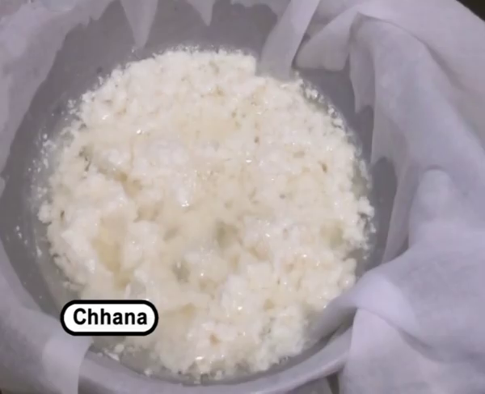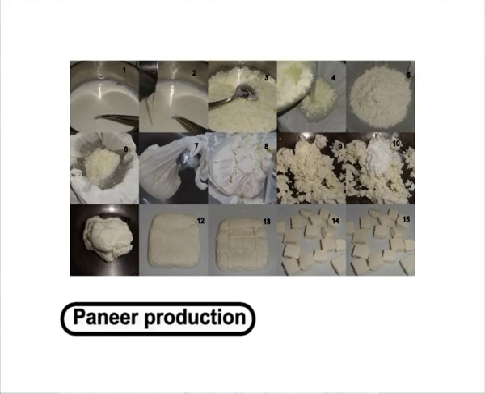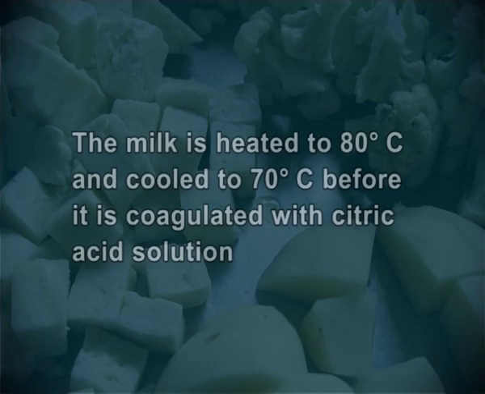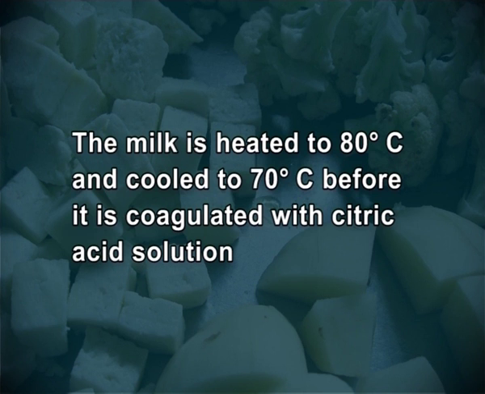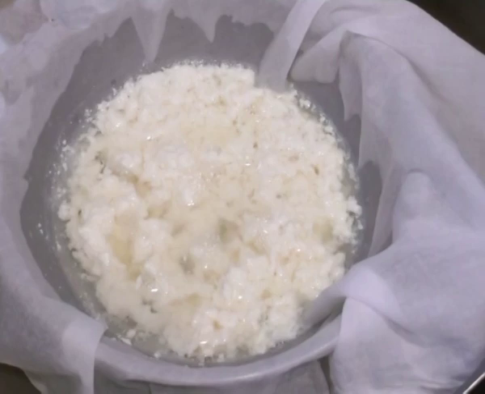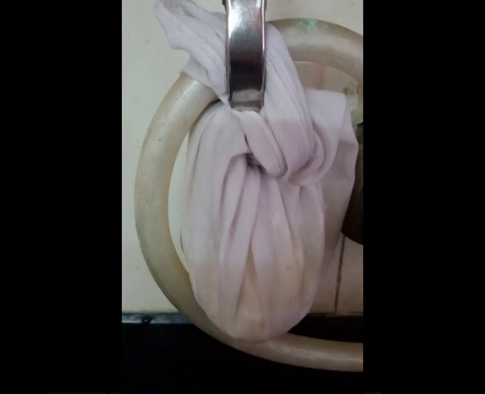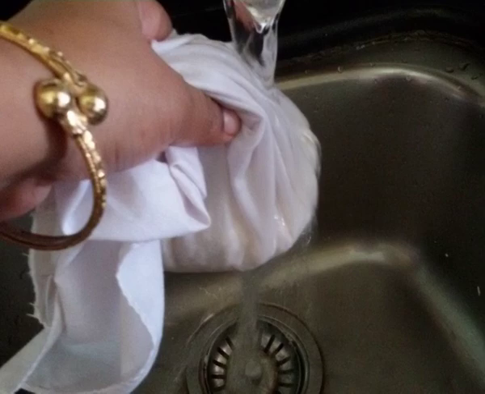Chena. Chena is also a heat and acid coagulated milk product. The procedure for production of chena is almost similar to paneer production with following modifications. The milk is heated to 80 degrees centigrade and cooled to 70 degrees centigrade before it is coagulated with citric acid solution. After coagulation, it is transferred to muslin cloth and hanged at room temperature for drainage of whey.